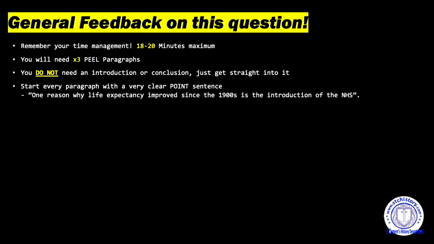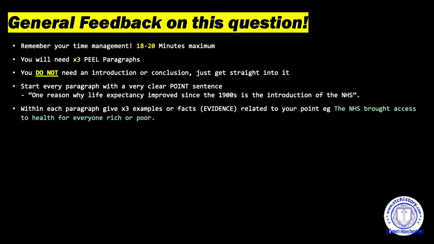All right, remember to start every paragraph with a very clear point sentence. Make it clear to the examiner what this paragraph is about. So for example, we could say one reason why life expectancy improved since the 1900s, and we're using the words of the question in there, is the introduction of the NHS. So we've got a point straight away and a mark, because we're making it clear this paragraph is going to be about the NHS and how that's helped people live longer.